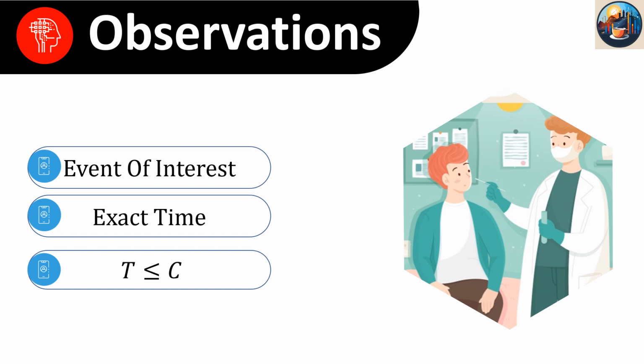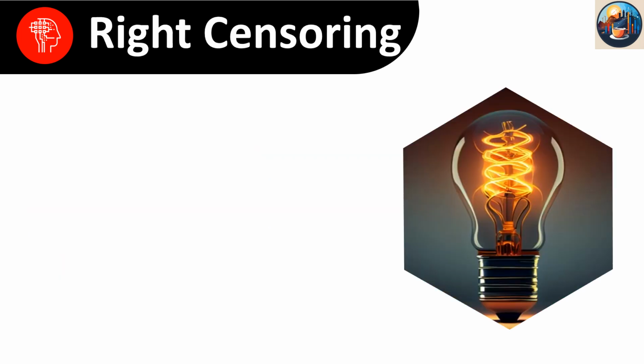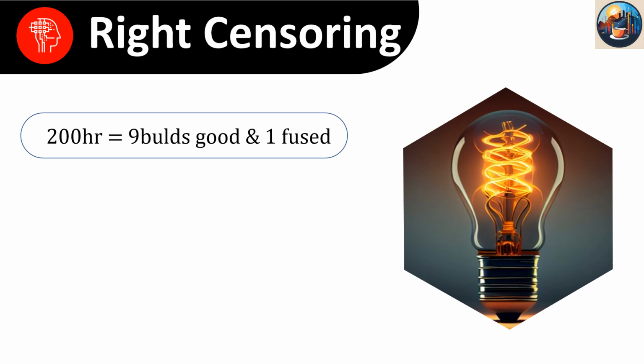So next one is our right censoring. For right censoring to be understandable, we use a light bulb experiment. Suppose there is a scientist who wanted to test a light bulb's performance or quality. So he took 10 light bulbs and he observed these 10 light bulbs for 200 hours. He found that after 200 hours, 9 bulbs were still good and 1 had fused.